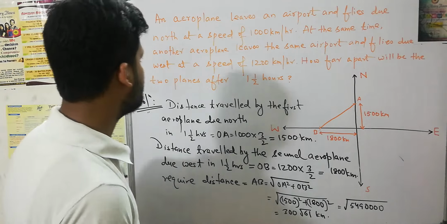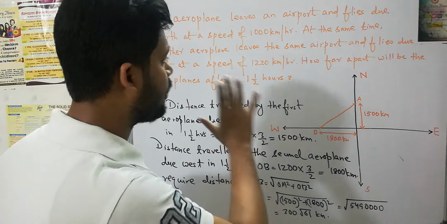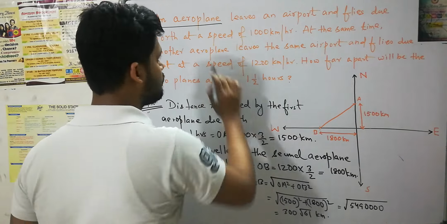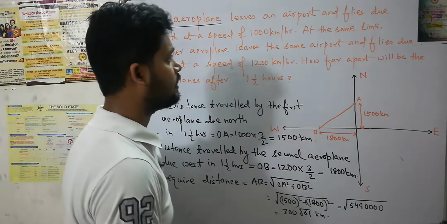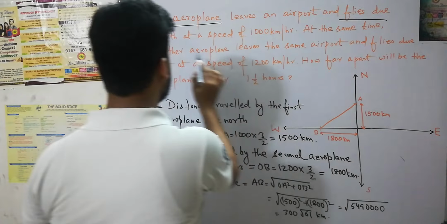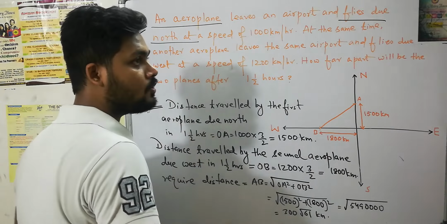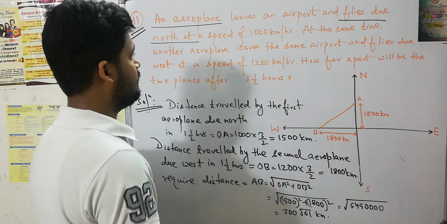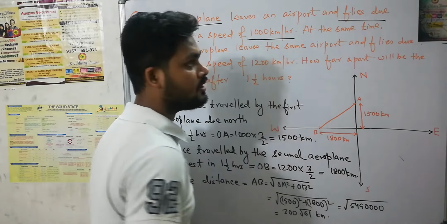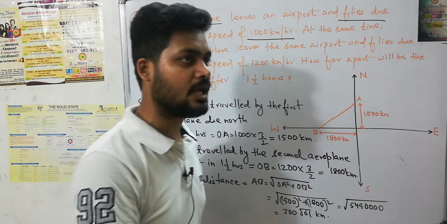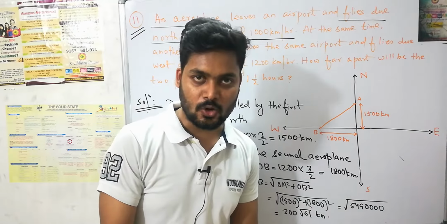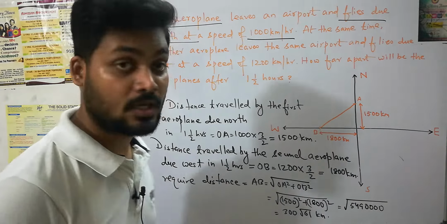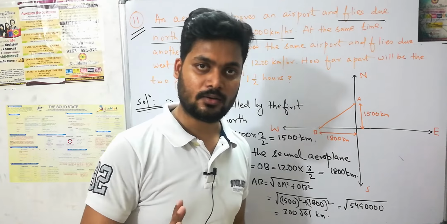Read the question properly. It is about an aeroplane which leaves an airport and flies due north. Where does it go? To the north. At what speed? At a speed of 1000 km per hour. That means that aeroplane will cover 1000 km in 1 hour, right?